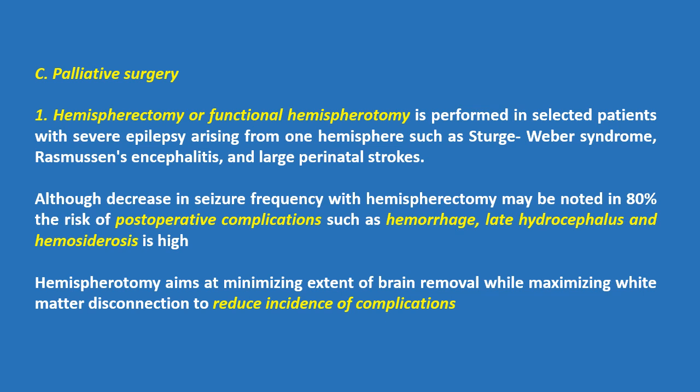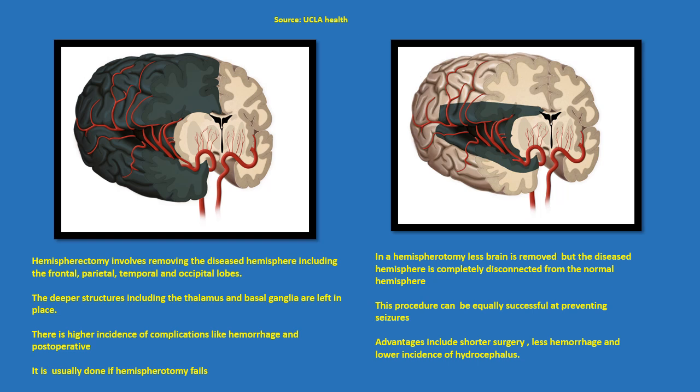Hemispherotomy aims at minimizing the extent of brain removal while maximizing white matter disconnection to reduce the incidence of complications. This figure shows hemispherectomy on the left, which involves removing the diseased hemisphere, including frontal, parietal, temporal, and occipital lobes. Deeper structures such as thalamus and basal ganglia are left in place. There is a higher incidence of complications. It is usually done if hemispherotomy fails.